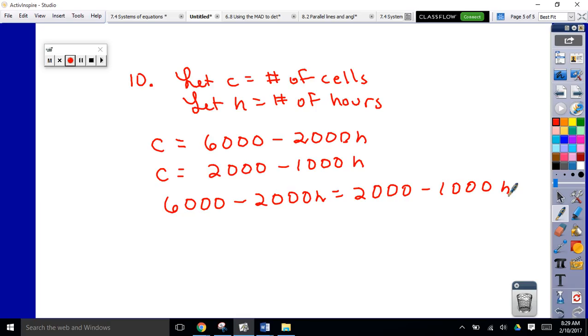Okay, I'm going to move all my H's to one side, so I'm going to add 1,000 H to both sides, which gives me negative 1,000 H. Now I'm going to subtract 6,000 from both sides, which gives me negative 4,000. So I'm doing two steps at once here. Okay, dividing both sides by negative 1,000 gives me H equals 4. So that's where we get our 4 hours, which if we stop there, we think that we have a viable solution. But then when we solve to find out the number of cells, we find out we don't.